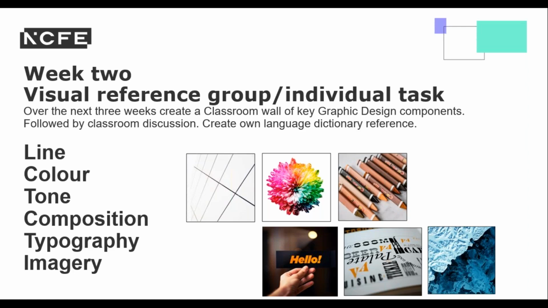Over the next 3 weeks, learners could add to the wall and their books, creating a bank of terminology, a visual dictionary. This could be done digitally or hand-rendered, looking at line, colour, tone, composition, typography and imagery, centred around classroom discussion, what it means to be a graphic designer. This will give learners a strong understanding for the 2 years.